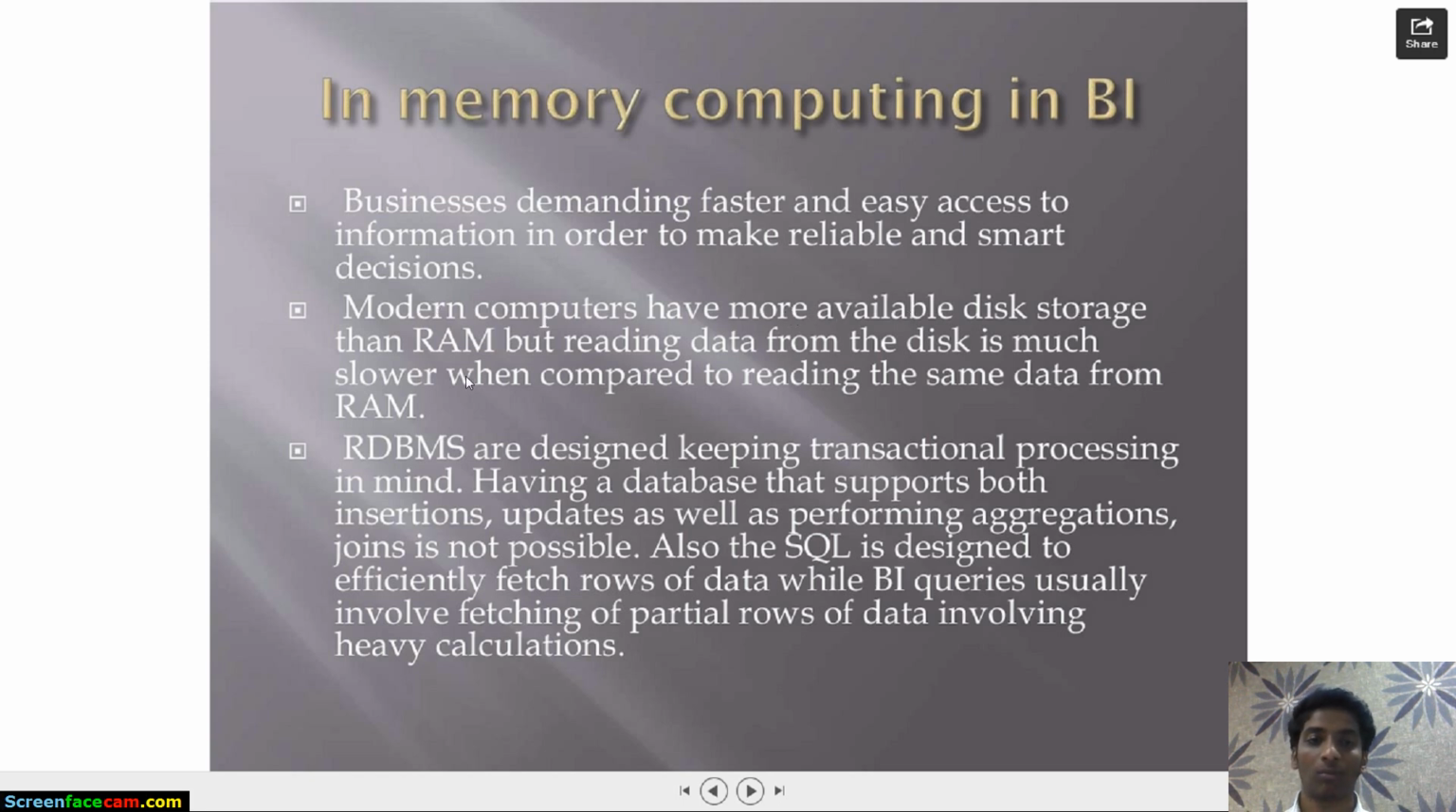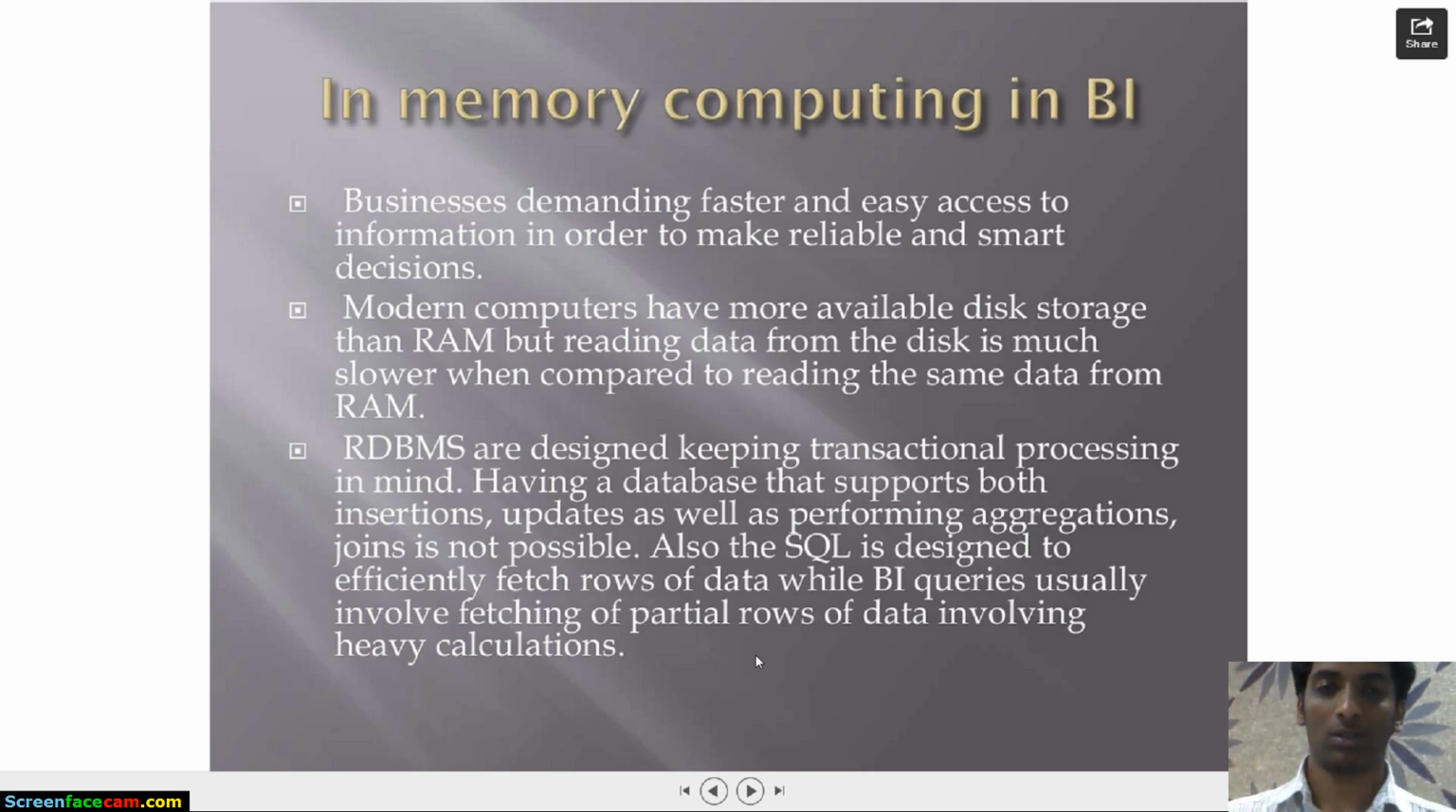Modern computers have more available disk storage than RAM, but reading data from the disk is much slower than reading data from RAM. RDBMS are designed keeping transactional processing in mind. Having a database that supports insertions and updates, as well as performing aggregations and joins, is not possible. Also, SQL is designed to efficiently fetch rows of data, while BI queries usually involve fetching partial rows of data involving heavy calculations.